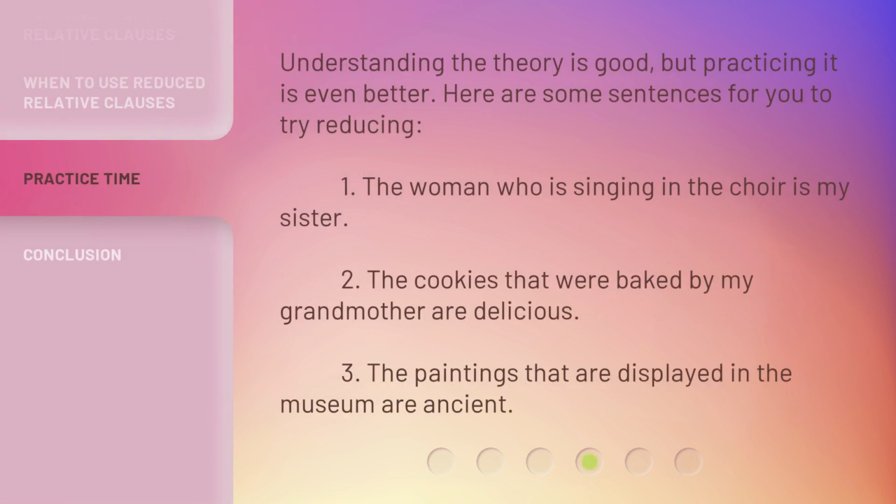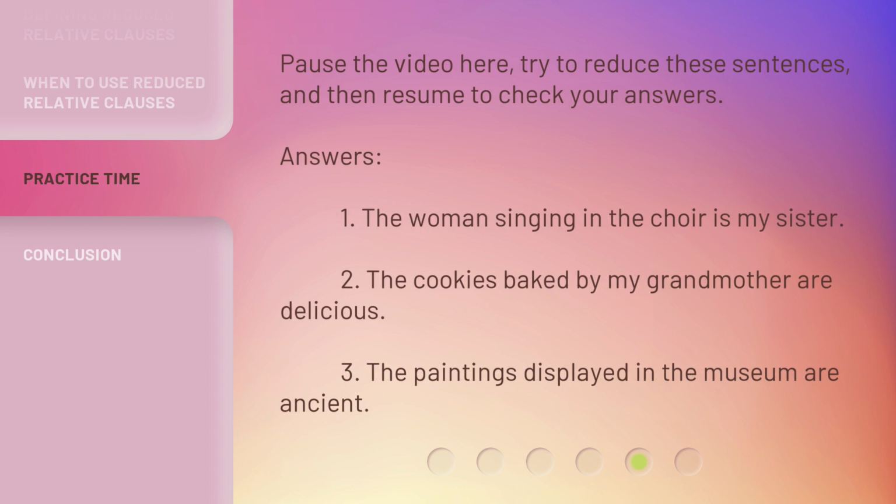Understanding the theory is good, but practicing it is even better. Here are some sentences for you to try reducing. 1. The woman who is singing in the choir is my sister. 2. The cookies that were baked by my grandmother are delicious. 3. The paintings that are displayed in the museum are ancient. Pause the video here, try to reduce these sentences, and then resume to check your answers.